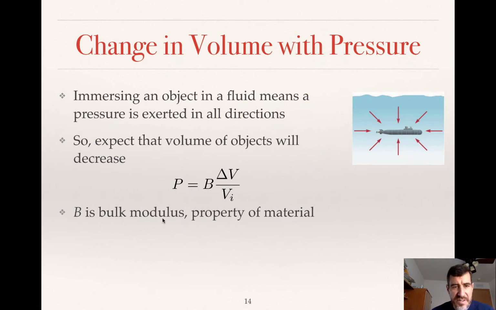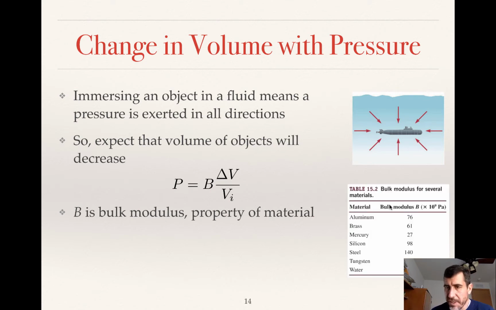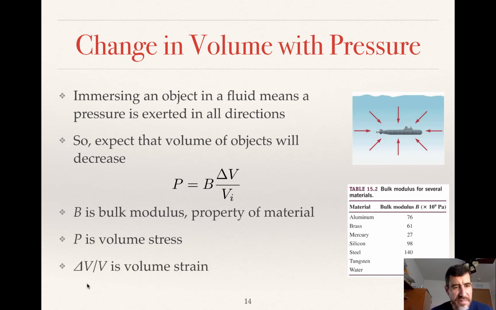So B is a constant, it's called the bulk modulus, and it's a property of the material. There's a table in your book, table 15.2, that lists the bulk moduli for a variety of different materials. So this tells you basically how compressible these different materials are. Now P is the volume stress, force per area, and delta V over V is the volume strain. Hopefully this looks fairly similar to when we did Young's modulus and the shear modulus. The form of this is exactly the same: you have a stress equal to some constant times a strain.